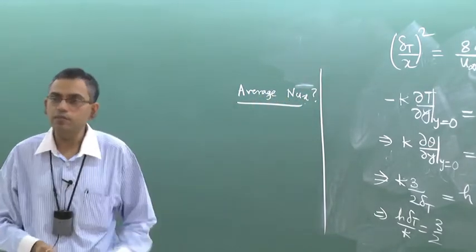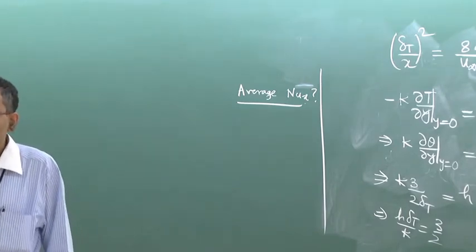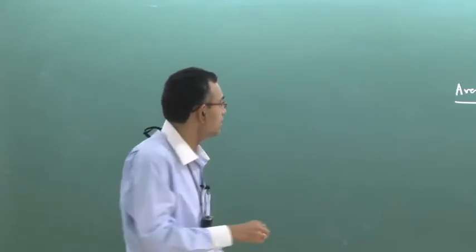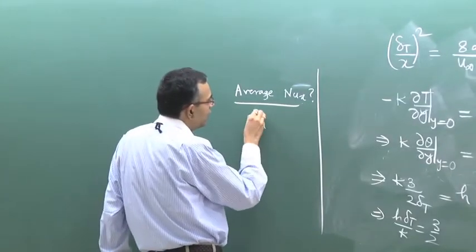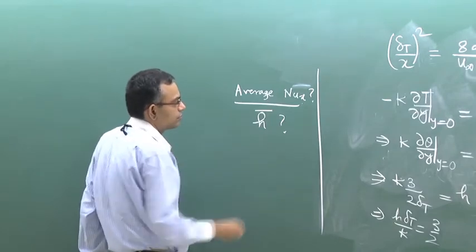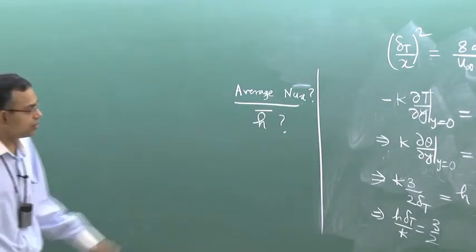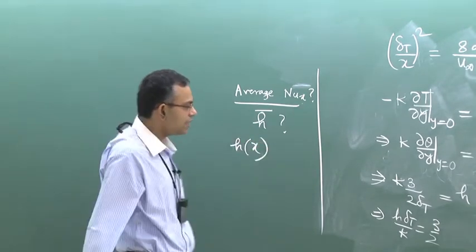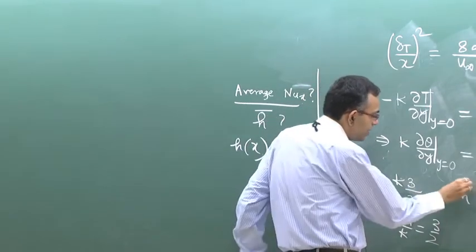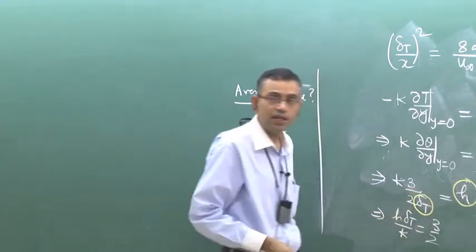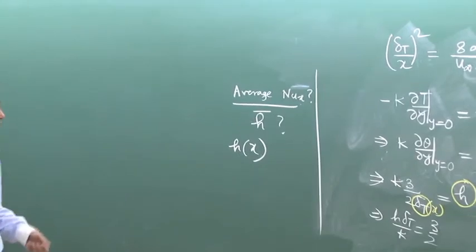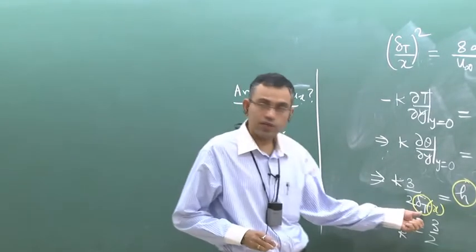Why is average Nusselt number important? Because Nusselt number is a function of x. So along the length of the plate it will vary. So if somebody asks what is the average heat transfer coefficient, how will you calculate it? So in other words, what is the average heat transfer coefficient? So you can see that h is a function of x. Why is h a function of x? You look at this expression, h is a function of delta t and delta t is a function of x, right.